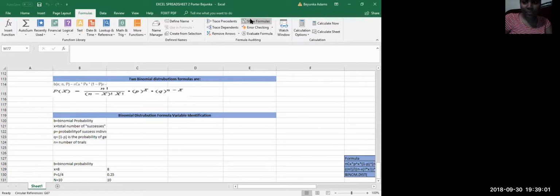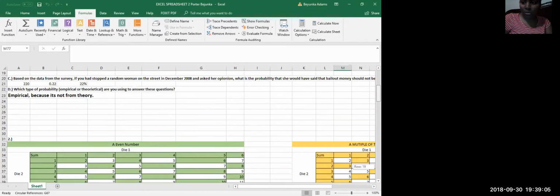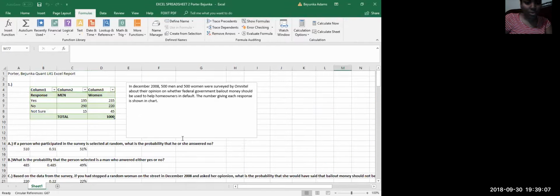So let's start back at question 1. Question 1 was: in December 2008, 500 men and 500 women were surveyed about their opinion whether federal government bailout money should be used to help homeowners in default. The number given each response is shown in the chart. So I filled in this chart, the responses yes, no, and not sure, men and women, and then the total.